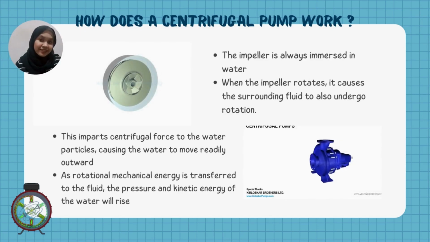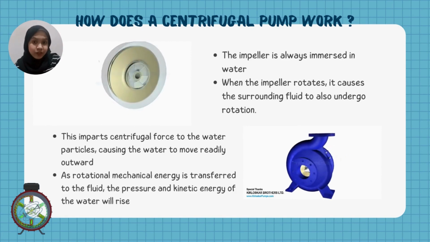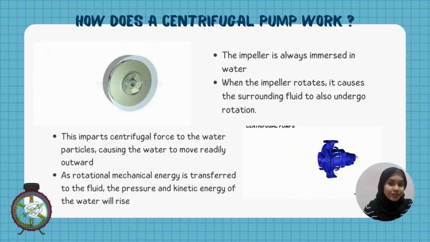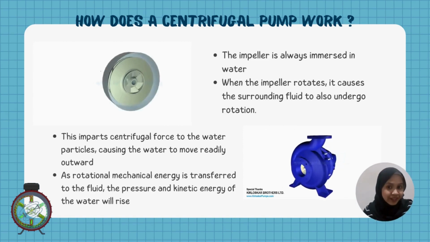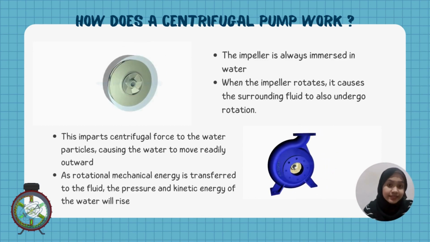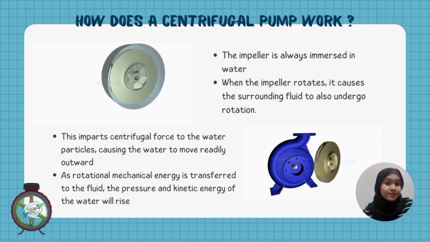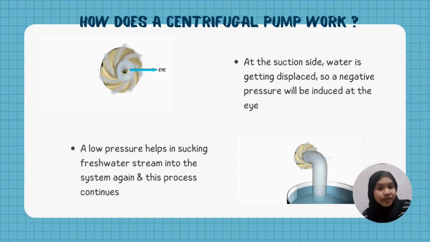Do you guys know that the impeller is always immersed in water? When the impeller is made to rotate, it makes the fluid surrounding it also rotate. So, this imparts centrifugal force to the water particles and the water moves readily out. Since rotational mechanical energy is transferred to the fluid, at the discharge side of the impeller, both pressure and kinetic energy of the water will rise. At the suction side, water is getting displaced, so a negative pressure will be induced at the eye. Such a low pressure helps in sucking a fresh water stream into the system again, and this process continues.